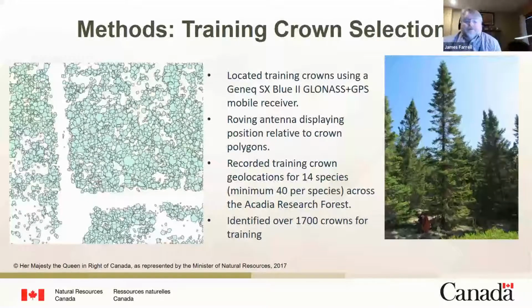Once we had crown layers, we then located our training crowns using a high accuracy GPS. We identified over 1,700 crowns for the 2 LiDAR data sets. The accuracy is about 1 to 2 meters for a GPS under forest canopy, and this allowed us to easily find corresponding tree crowns.